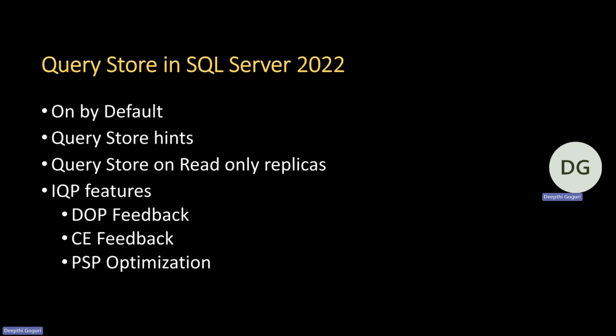And the other advancement in SQL Server 2022 is that the IQP features will use the feedback store within the query store to get the collected feedback information. The degree of parallelism feedback, cardinality estimate feedback, and parameter sensitive plan optimization IQP features will be using the query store. So I'm going to talk about the query store hints in our demo as well as the PSP optimization, especially in this session, to show you how these two features and advancements work.